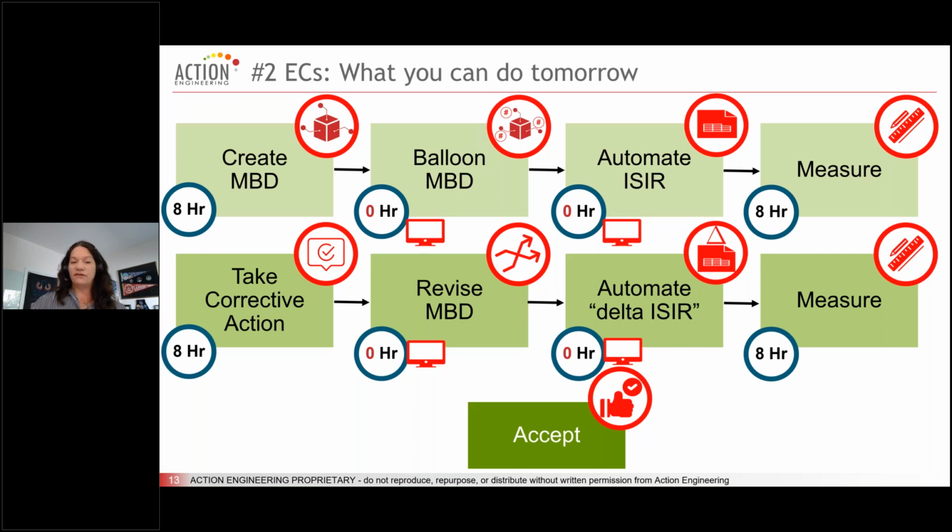The savings that we're seeing here is roughly 50%, because we're able to eliminate the ballooning step, the ISR or FAI step, the revising the MBD step, and then creating that Delta FAI form. So let me share one more video for you.